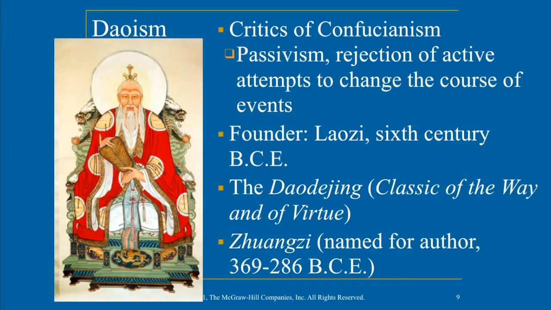The founder was known as Lao Tzu. He lived in the 6th century BCE, and he wrote a famous text called the Tao Te Ching. It's a classic of the way and virtue. In the Tao Te Ching, there's a couple different things. It promotes the idea of the Tao, or the way of being, and it gives a couple examples in the Tao Te Ching.